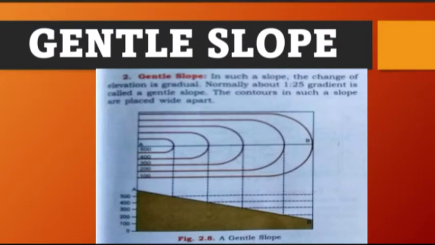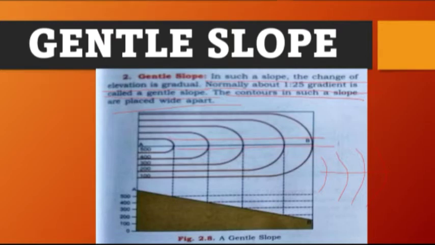Now what is a gentle slope? In such a slope, the change of elevation is gradual. Normally about a 1:25 gradient is called a gentle slope. The contours in such a slope are placed wide apart. Wide apart means not close, at a very long distance. You can see how long the distance is. This is a gentle slope.